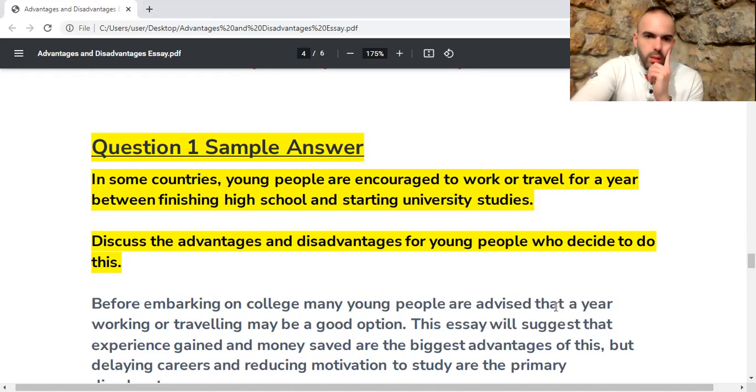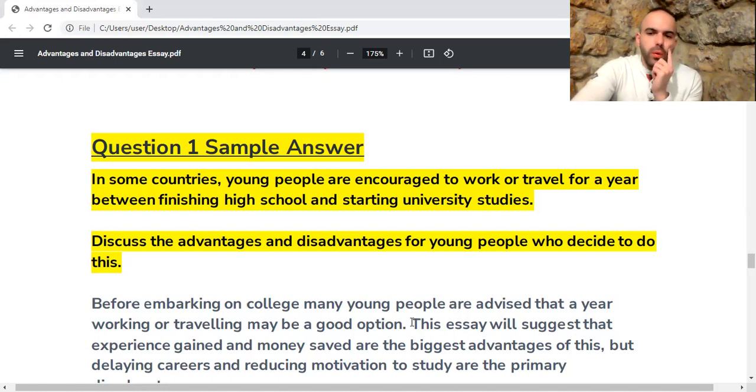So, are advised, they advised instead of encouraged, that a year working or traveling. As you can see, they make it a noun instead of to work or to travel. They replace the verbs work and travel by ing nouns, and you can do that. So it may be a good option. I just added this, so I just made it in my own way. You can do that yourself, by the way. As you can see, I tried my best to replace as many words as I can to be able to write a very structured, paraphrased sentence.